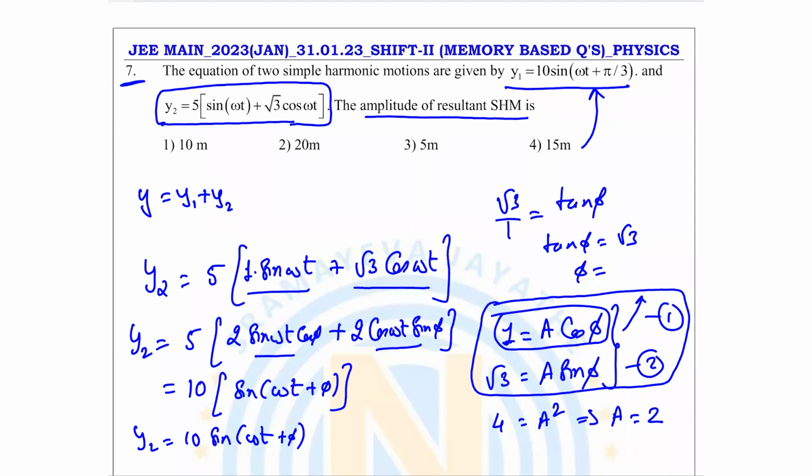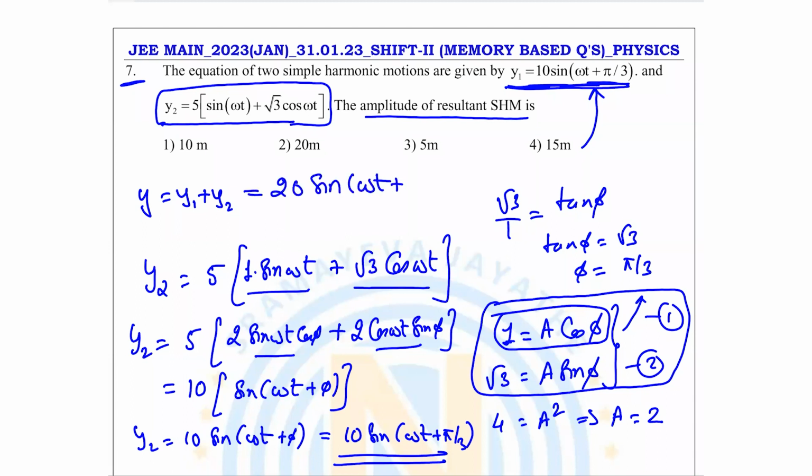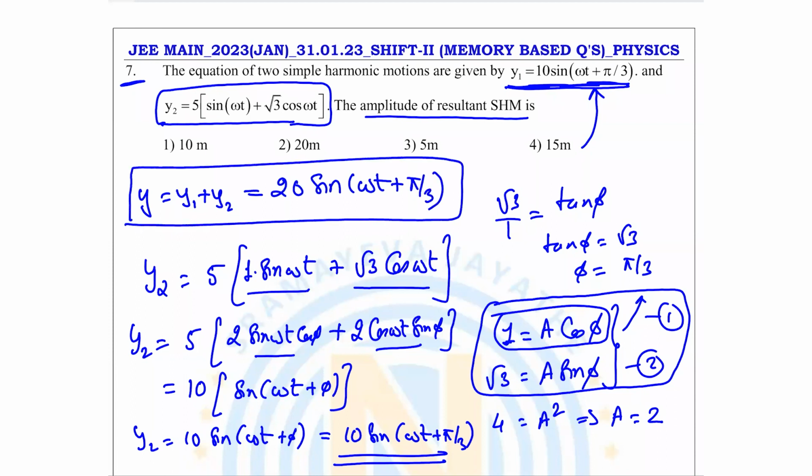So we'll take first quadrant only, 60 degree, that is pi by 3. So this is 10 sine of omega t plus pi by 3. This becomes actually very easy because this y2 is 10 sine omega t plus pi by 3. Y1 is already given to be the same 10 sine of omega t plus pi by 3. So when I add, I'll simply get 20 sine of omega t plus pi by 3. Now you can see that this is SHM with amplitude 20. So the answer is option 2.